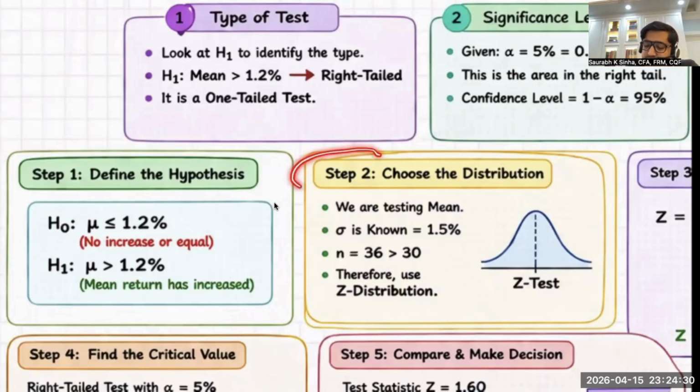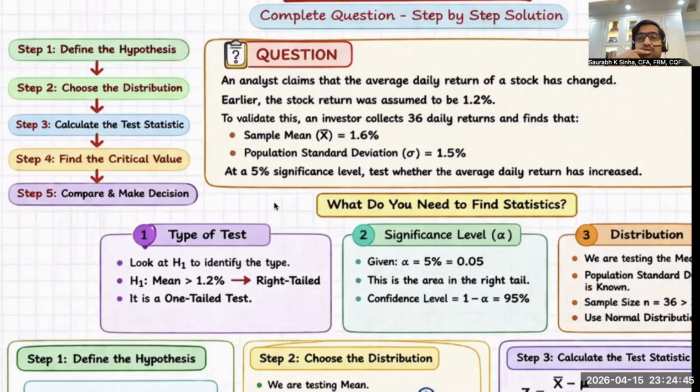The second step is to choose the distribution. We discussed this in the third session of hypothesis testing. If you're testing the mean, you have to use normal distribution or t-distribution. If you're testing the variance, then you have to use chi-square distribution if the comparison is between the population variance and the sample variance of the same entity. But if you are comparing the variance of two different entities, then you have to use F distribution.